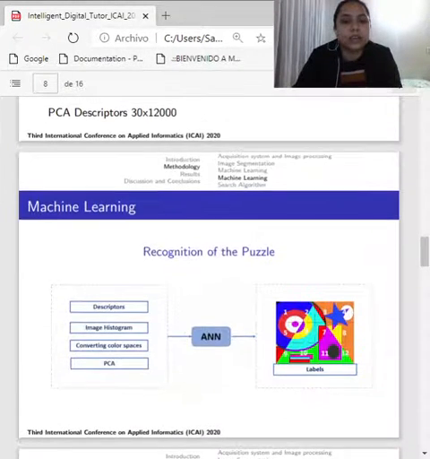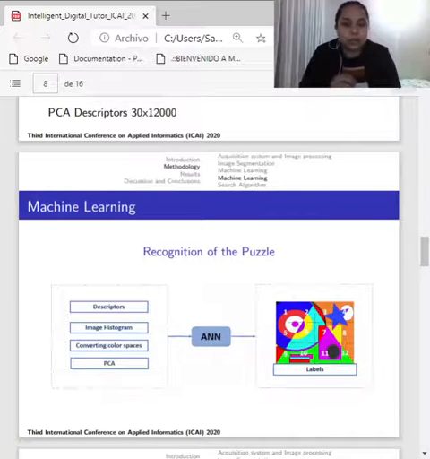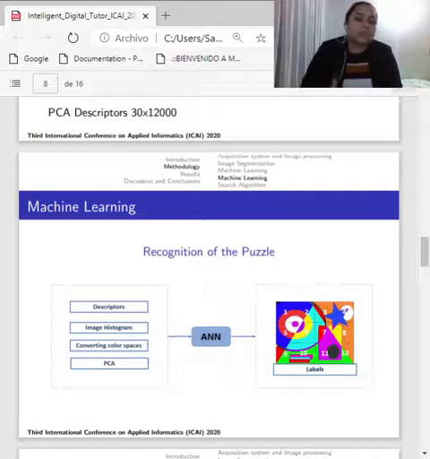Finally, we have machine learning, the recognition of the puzzle. For the recognition of the puzzle piece in the digital tutor, an artificial neural network is developed, which are networks that simulate the ability of the human. The neural network takes the descriptors received from the PCA process as inputs, which contain the main information from the puzzle image database, and returns the labels that correspond to the selected pieces.